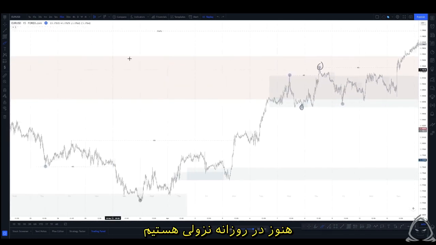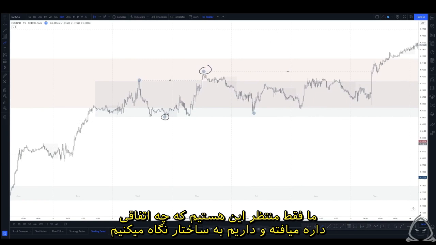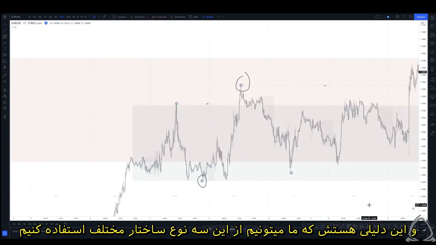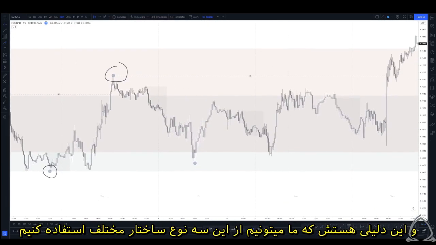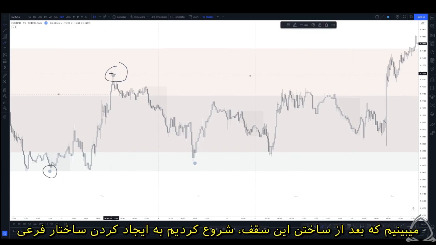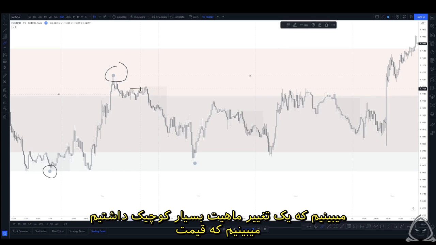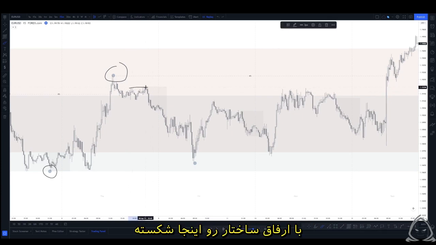We're still bearish on the daily, so we're just waiting to see what happens, but we're looking at structure. We're trying to understand what's happening here. And this is the reason we're able to use these 3 different types of structure. We're using it to understand what's happening on the charts. So we can see is once we create this high, we start creating substructure. We're creating lower lows and lower highs. We do get a very minor change of character, as we can see that price just barely breaks structure here.